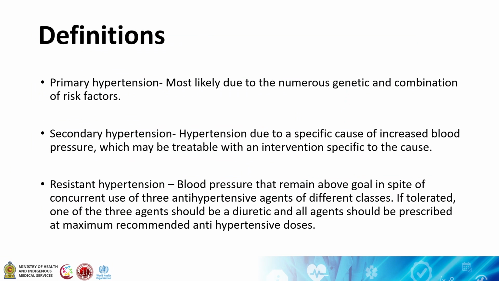Resistant hypertension is blood pressure that remains above goal in spite of concurrent use of 3 antihypertensive agents of different classes. If tolerated, one of the 3 agents should be a diuretic, and all agents should be prescribed at maximum recommended antihypertensive doses.